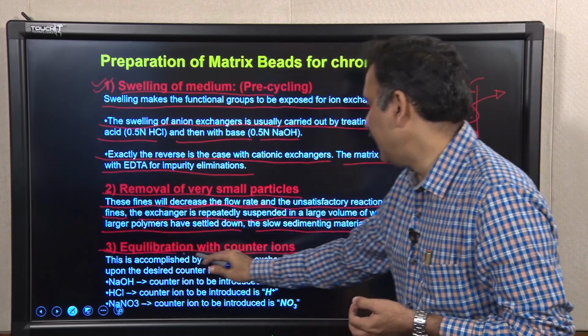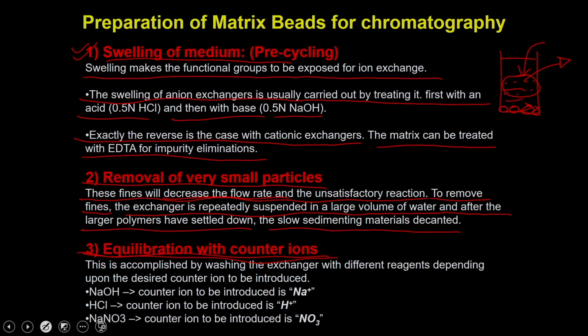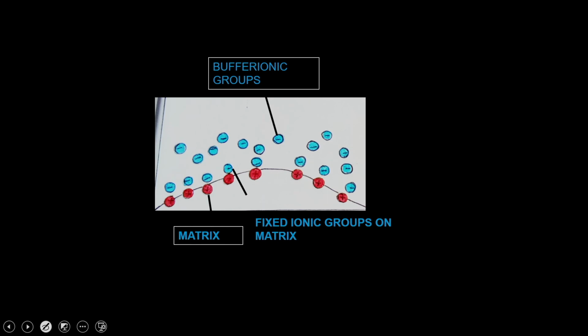Then you have to equilibrate the matrix with the counter ions. This is important because you have to ensure that whether it is an anion exchange matrix or the cation exchange matrix, it should have the bound counter ions. You have to perform these processes, like NaOH, to provide the counter ion, which means when you treat with the NaOH, it is going to introduce the counter ion, the sodium, and so on.